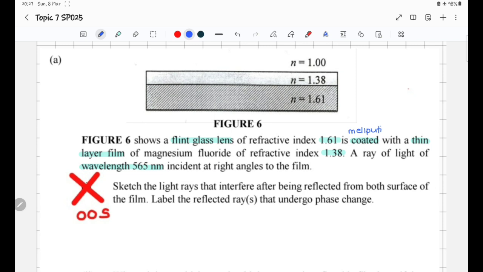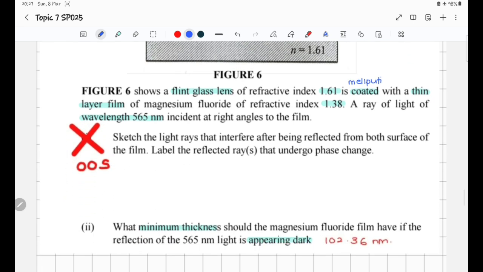Okay, and like I said, air will always be the first layer, sebab light will originate from air. And then given to us the wavelength of light is 565 nanometer. By the way, the first question, to sketch the light rays that interfere after being reflected, is already out of syllabus lah. So kita nak tackle sekarang ni soalan yang nombor 2.